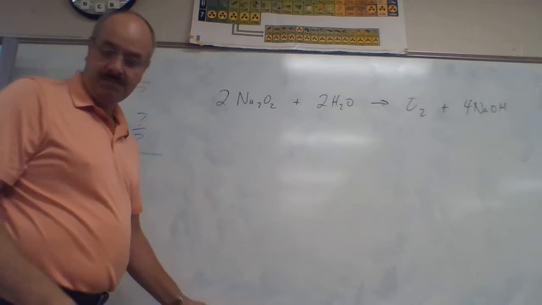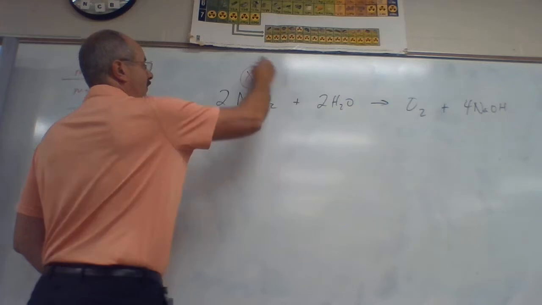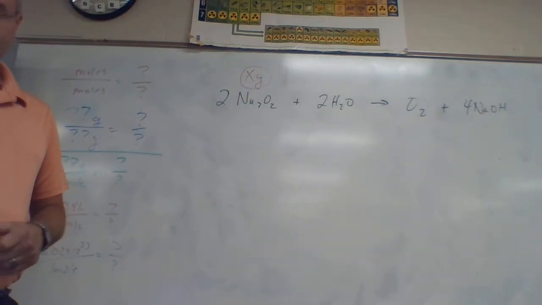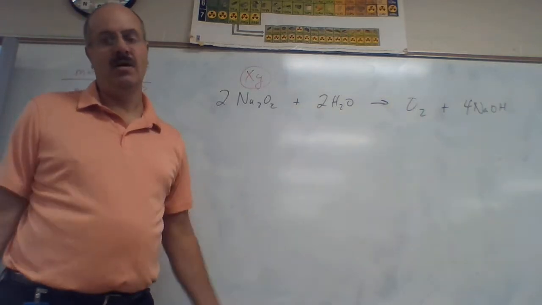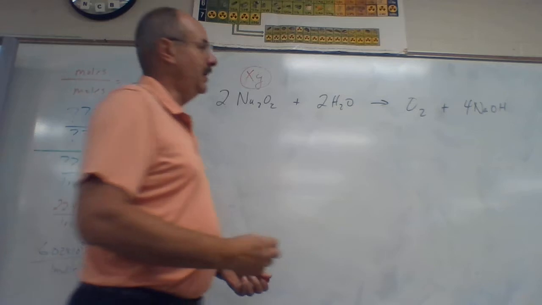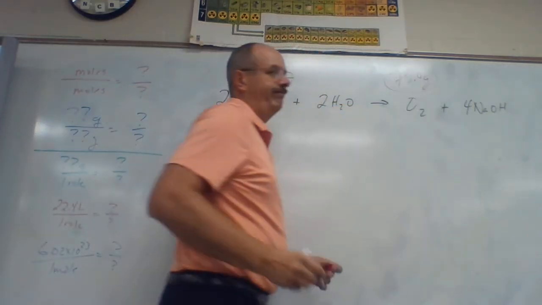Now we go to the problem, and it says how many grams of Na2O2? So X grams of this guy. That's what we're trying to find out. Is needed to react with water, so it's reacting with water, a whole ocean of water, because it doesn't tell me how much, just saying we got lots of it, to produce 75 grams of O2. So we're going to produce 75.0 grams of this guy.